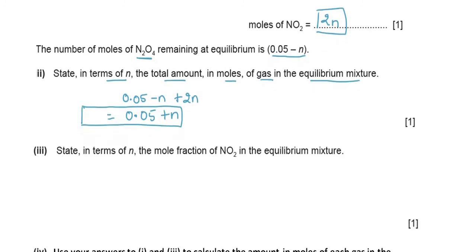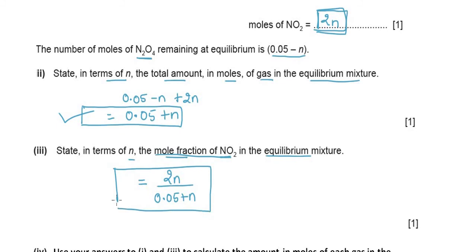The next sub question is, state in terms of N the mole fraction of NO2 in the equilibrium mixture. So for mole fraction of NO2, it should be the moles of NO2 divided by the total moles. Now the moles of NO2 is 2N, so moles of NO2, 2N, divided by total moles, that is 0.05 plus N, which we have calculated here. And so the mole fraction of NO2 is given in the expression in terms of N.